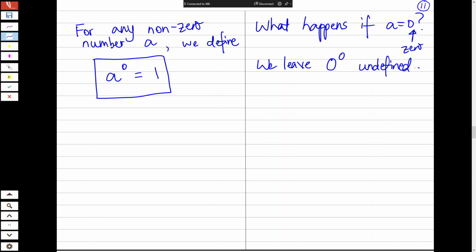Okay, so your textbook doesn't tell you this. I just want to take a few moments to explain why. If someone says to me, any number to the power of 0 is 1, I would say yes, except for 0. Think about it this way. It doesn't work.